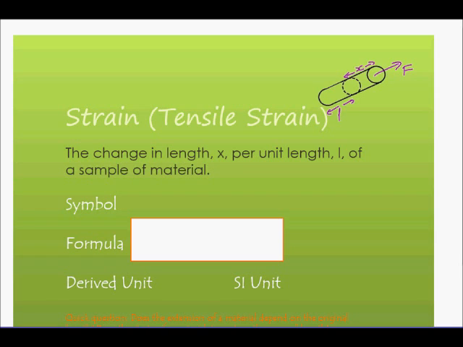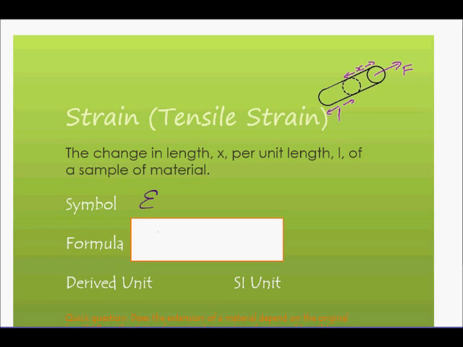And that always comes back to the same. If you do 0.5 divided by 5, it comes back to the original 0.1 over 1. So strain is the change in length per unit length of a sample of material. This one here has the symbol epsilon. So you could just go like this, little curly E.